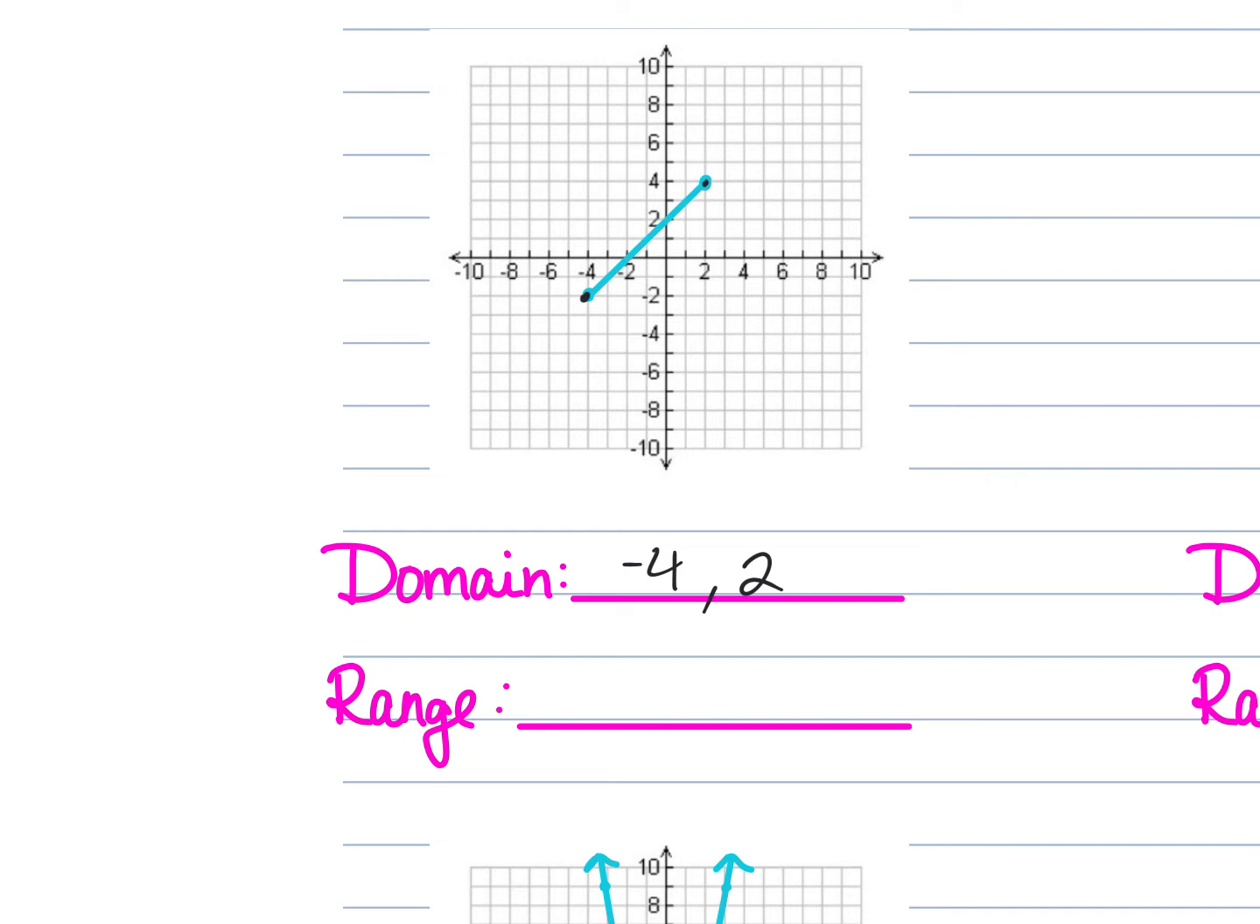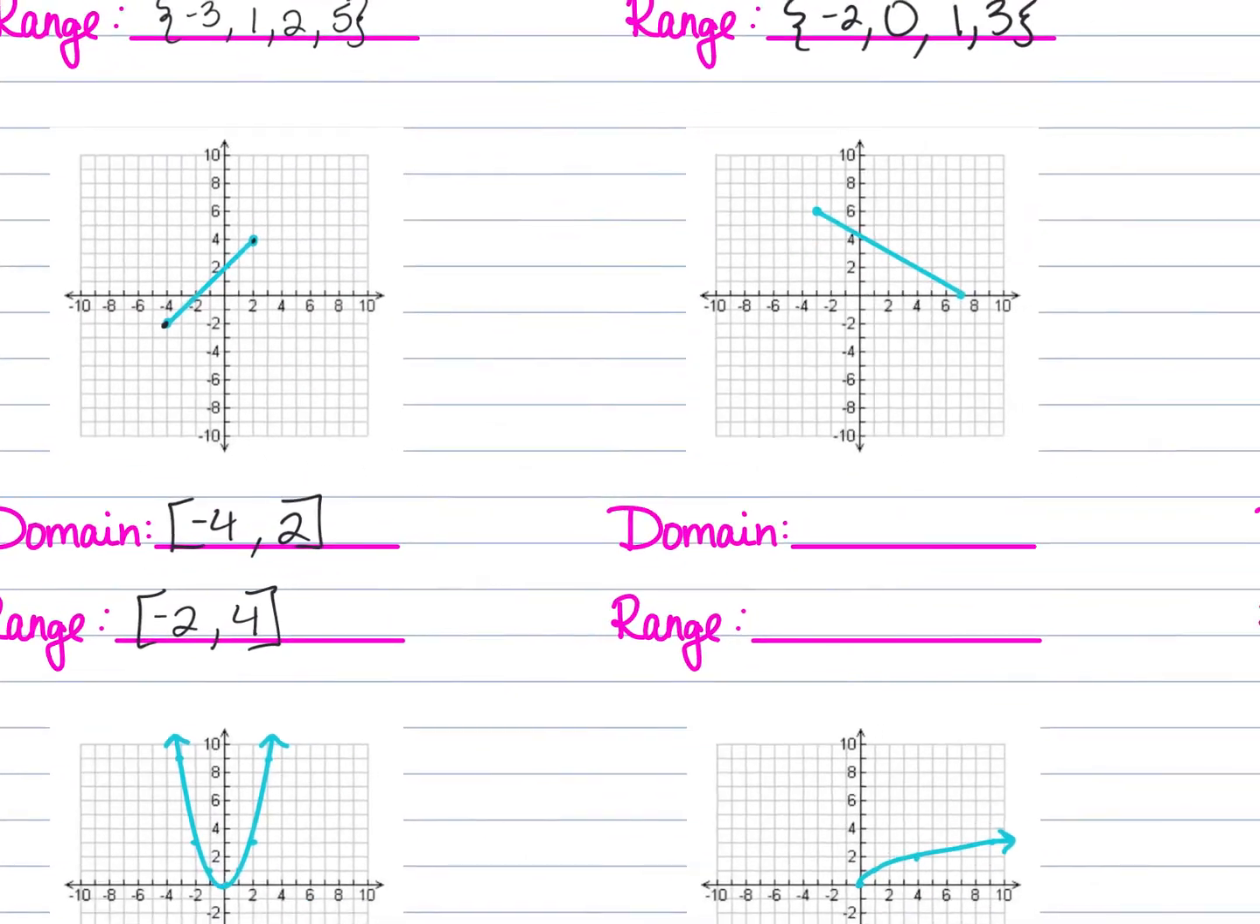Now we've got to do either parentheses or brackets. Does it hit -4? The answer is yes. It hits it because that's a closed dot. So that's going to be a bracket. And then does it hit +2? Also yes, bracket. Range: how far down does it go? Goes down to -2, right? That bottom point is at -2 on the y-axis. The top point is +4. Bracket it because again, they're closed dots.